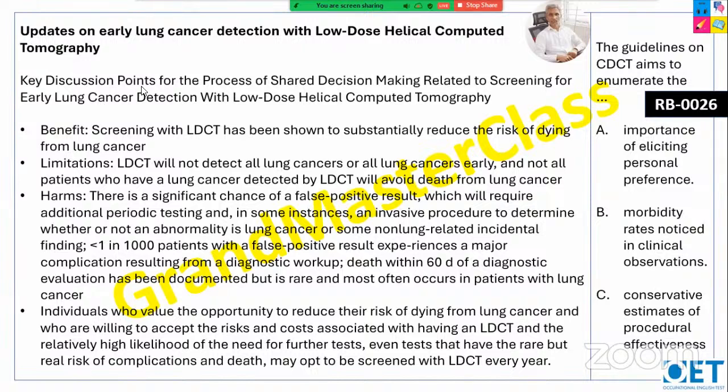And key discussion points for the process of shared decision making related to screening for early lung cancer detection with low dose helical computed tomography. Okay, low dose. Lung cancer detection with low dose helical computed tomography. CD, cancer detection computed tomography. That's it. So all these things are the bullet points. Bullet points means making a list. Enumerate means make a list. So all the lists are related to that one only. Okay, right.